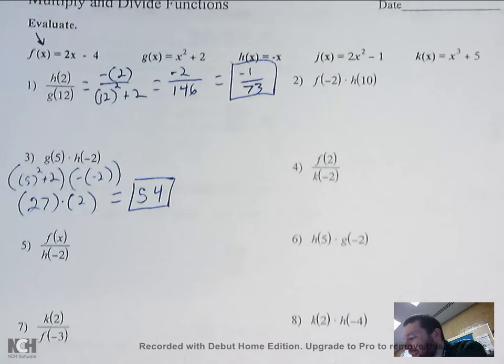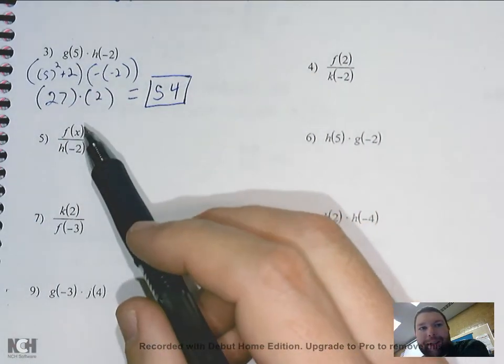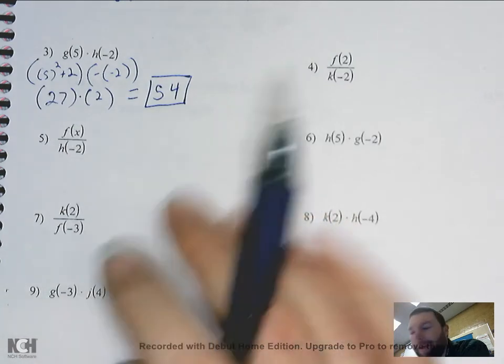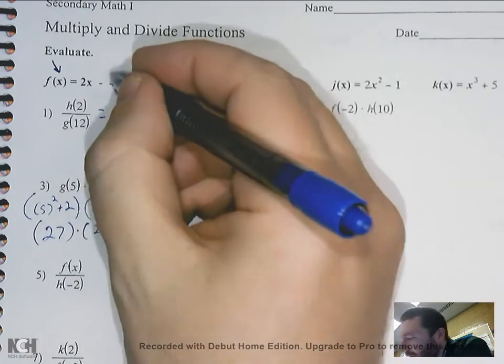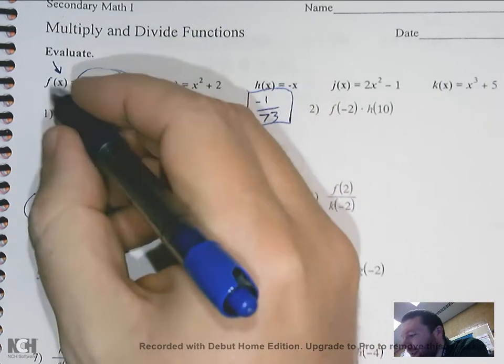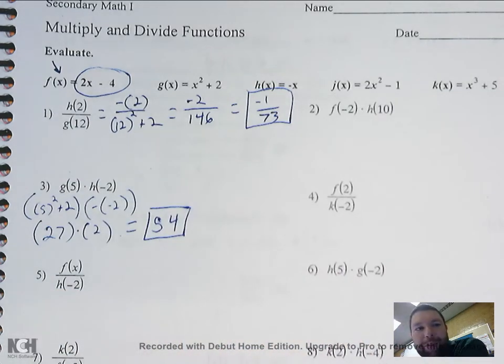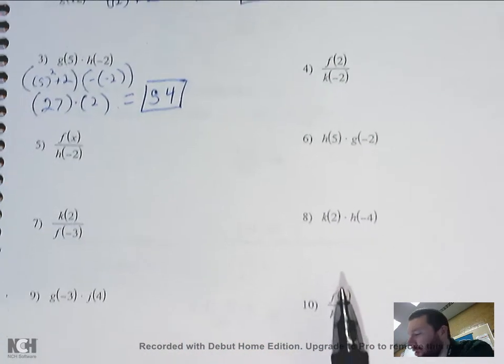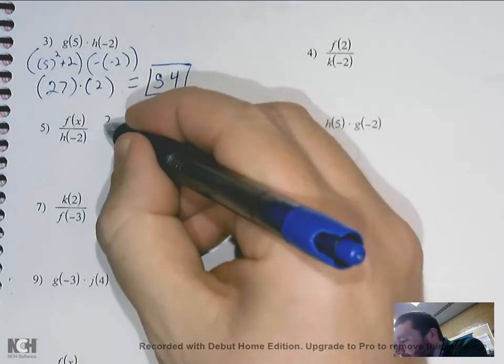Okay, let's look at another example. This one's a little bit different. The f of x does not have an input. So it's just going to stay this equation right here, because this is already f of x, right? So f of x is 2x minus 4. So this one I'm going to have an equation as my answer, basically. So f of x is 2x minus 4.